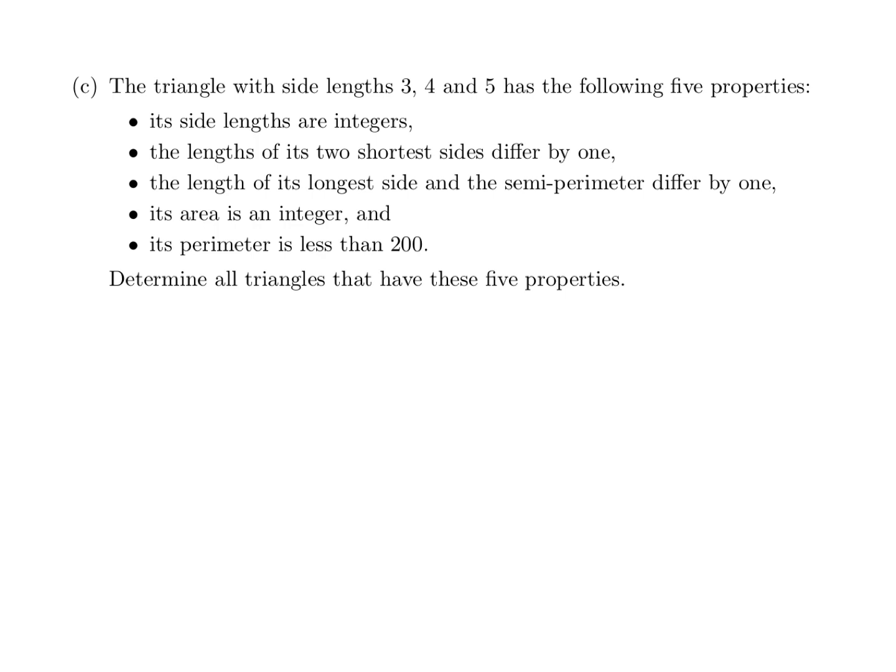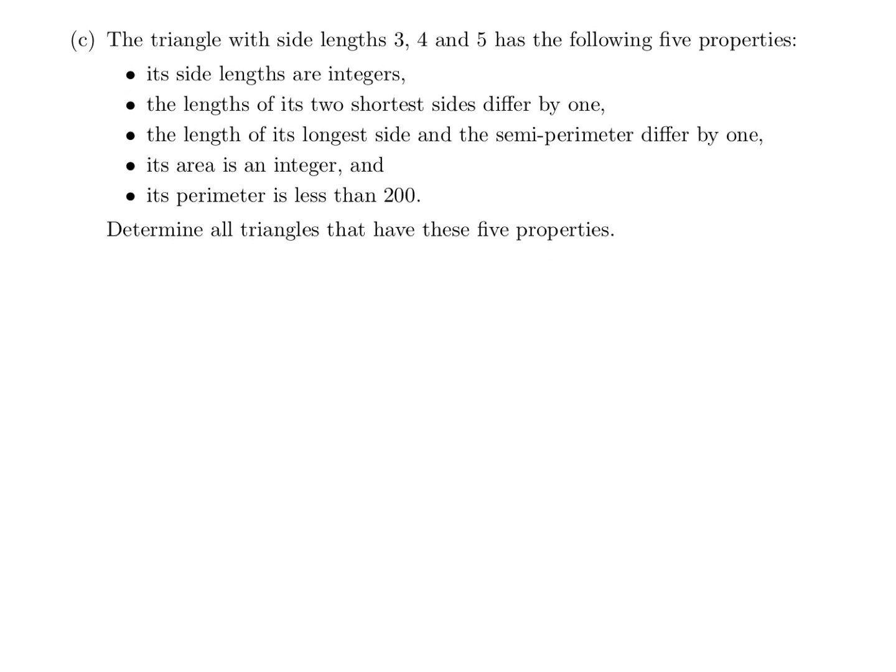The triangle with side lengths 3, 4, 5 has the following 5 properties. Its side lengths are integers. The lengths of its 2 shortest sides differ by 1. The length of its longest side and the semi-perimeter differ by 1. Its area is an integer and its perimeter is less than 200. Determine all triangles that have these 5 properties.